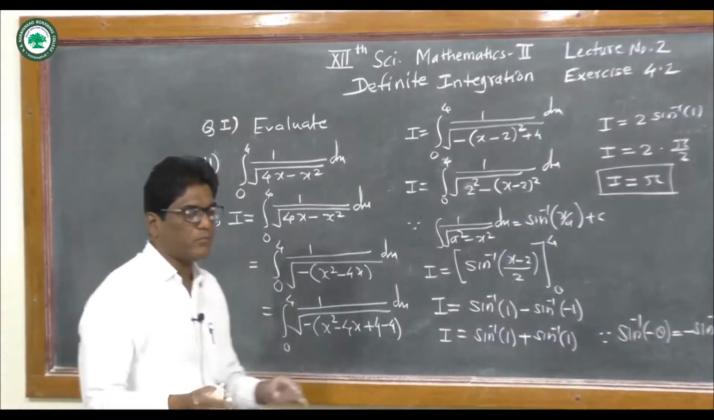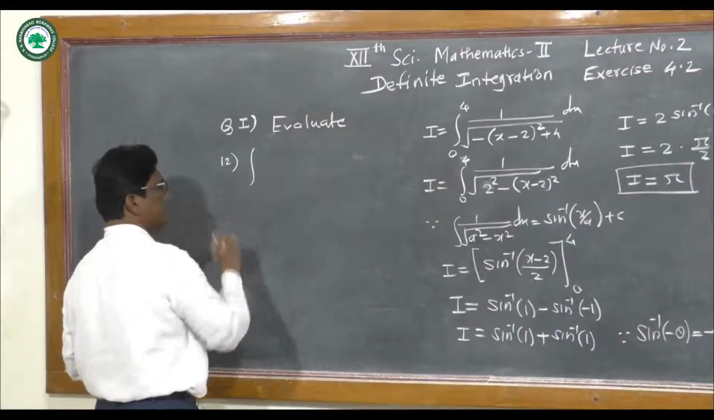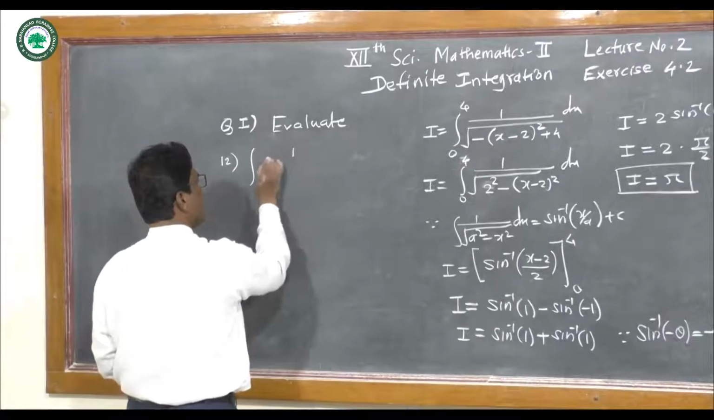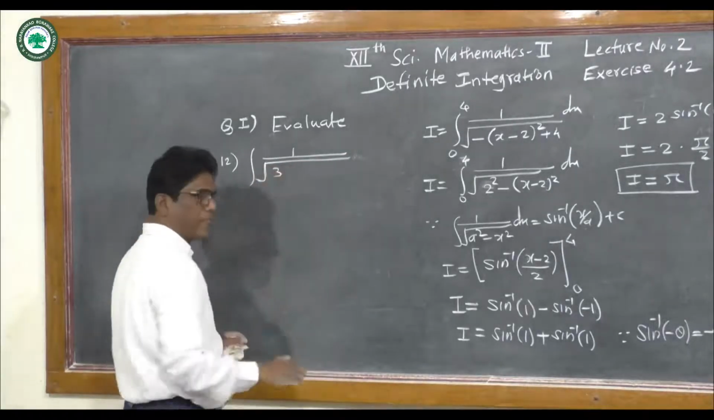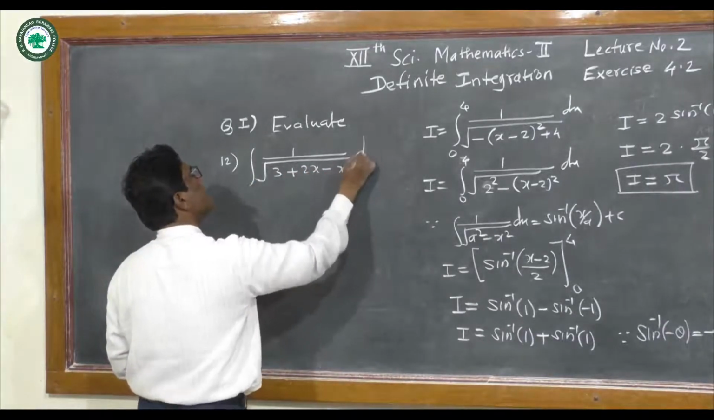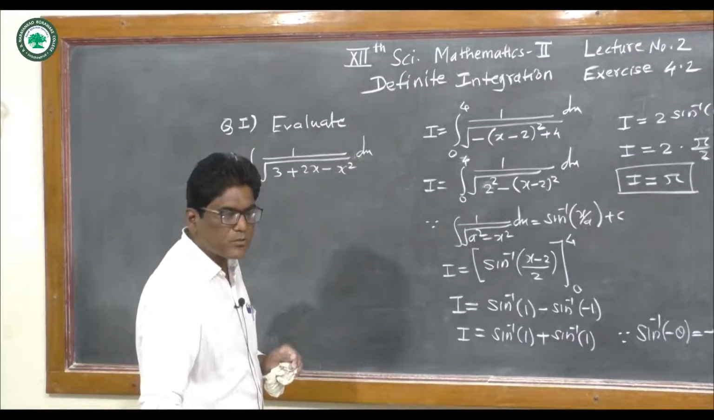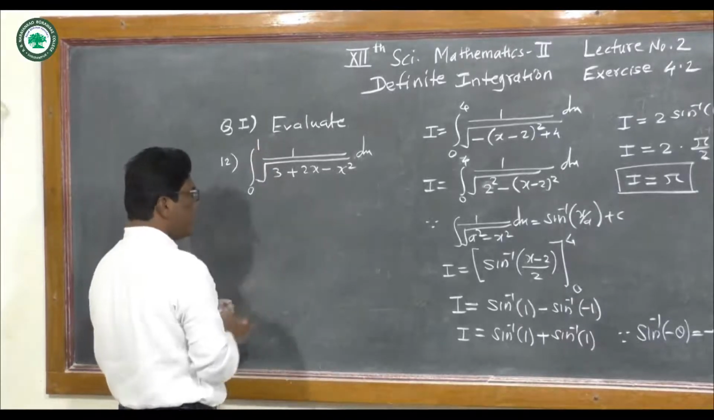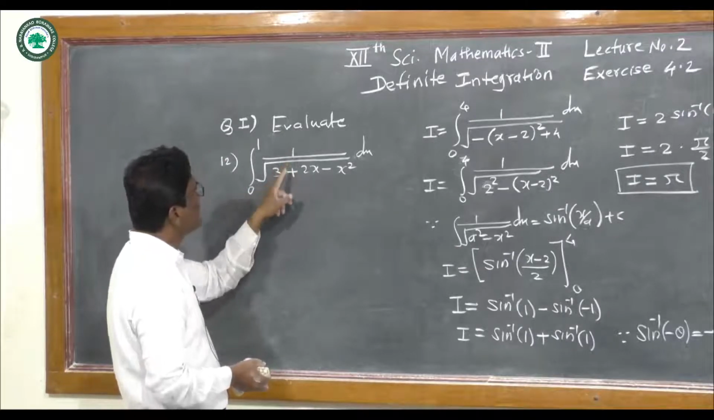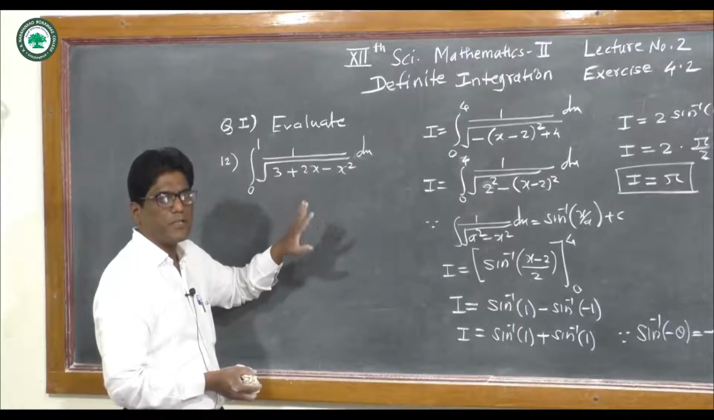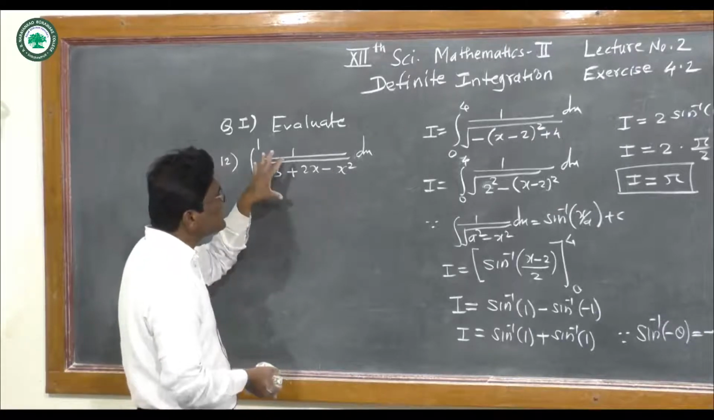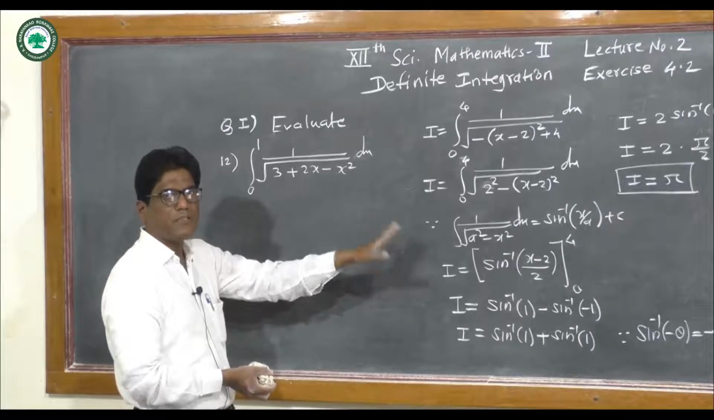Now we will see the 12th problem. Integration from 0 to 1 of 1 upon under root of 3 plus 2x minus x square dx. Now this problem we solve using the 11th problem. Here also the standard form is 1 upon under root of ax square plus bx plus c. Make the coefficient of x square as 1. Here the coefficient of x square is 1, but x square is negative. So use the same procedure which we learned in the 11th problem.